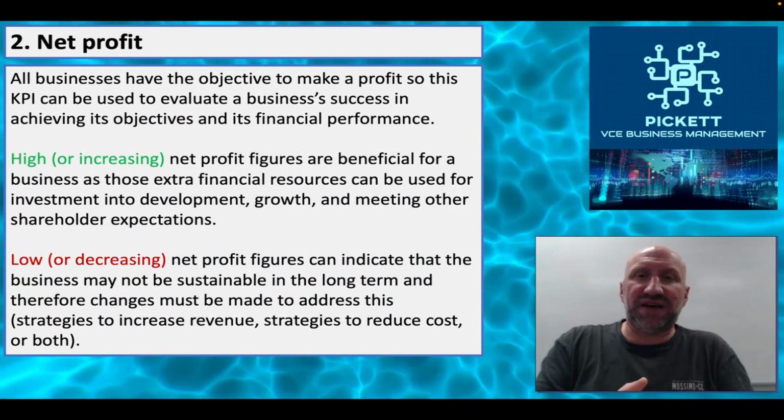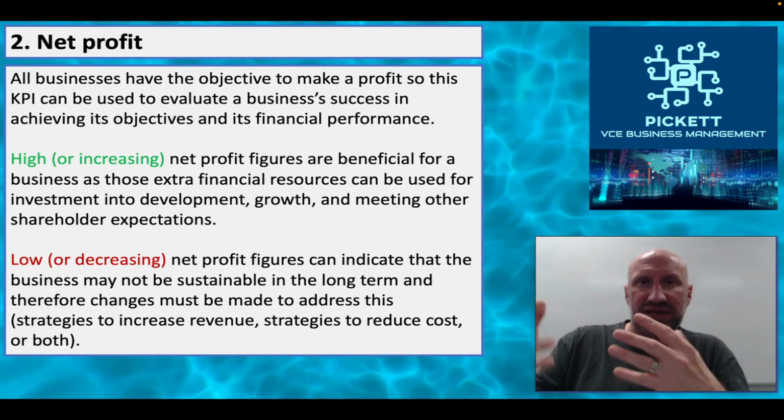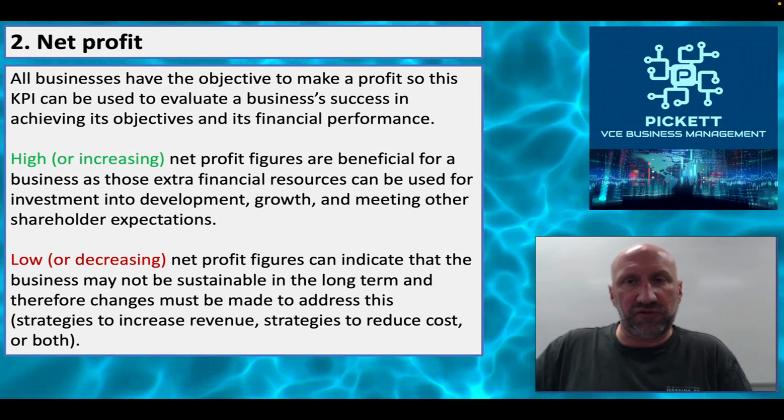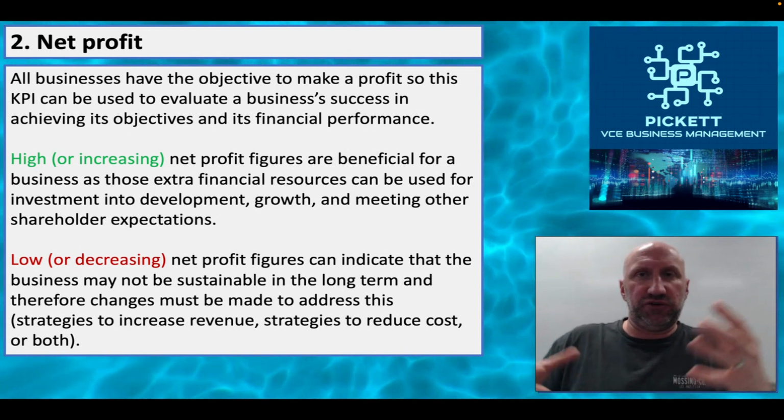Now, all businesses have the objective to make a profit. Okay, if a business does not make a profit, it's impossible to survive in the long run. Whatever type of business, even a social enterprise, okay, needs to make a profit to remain viable.